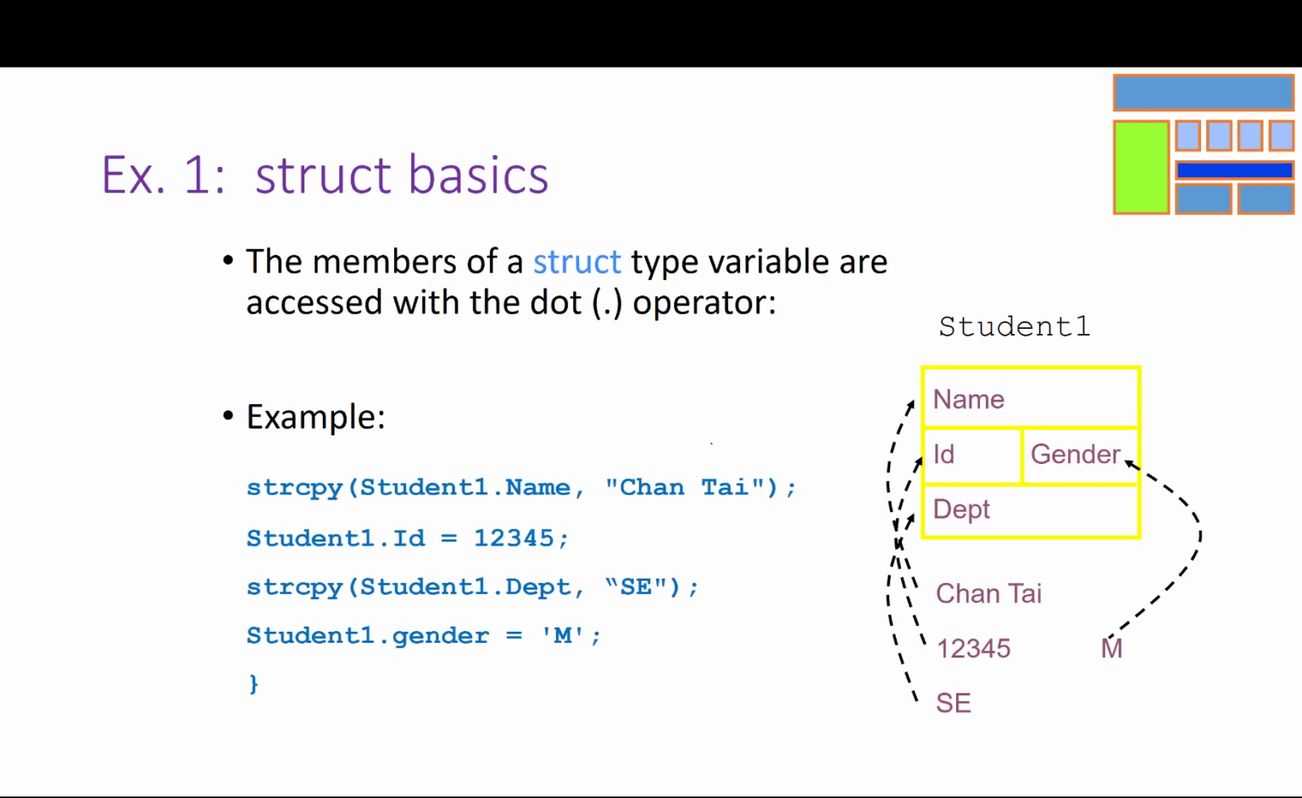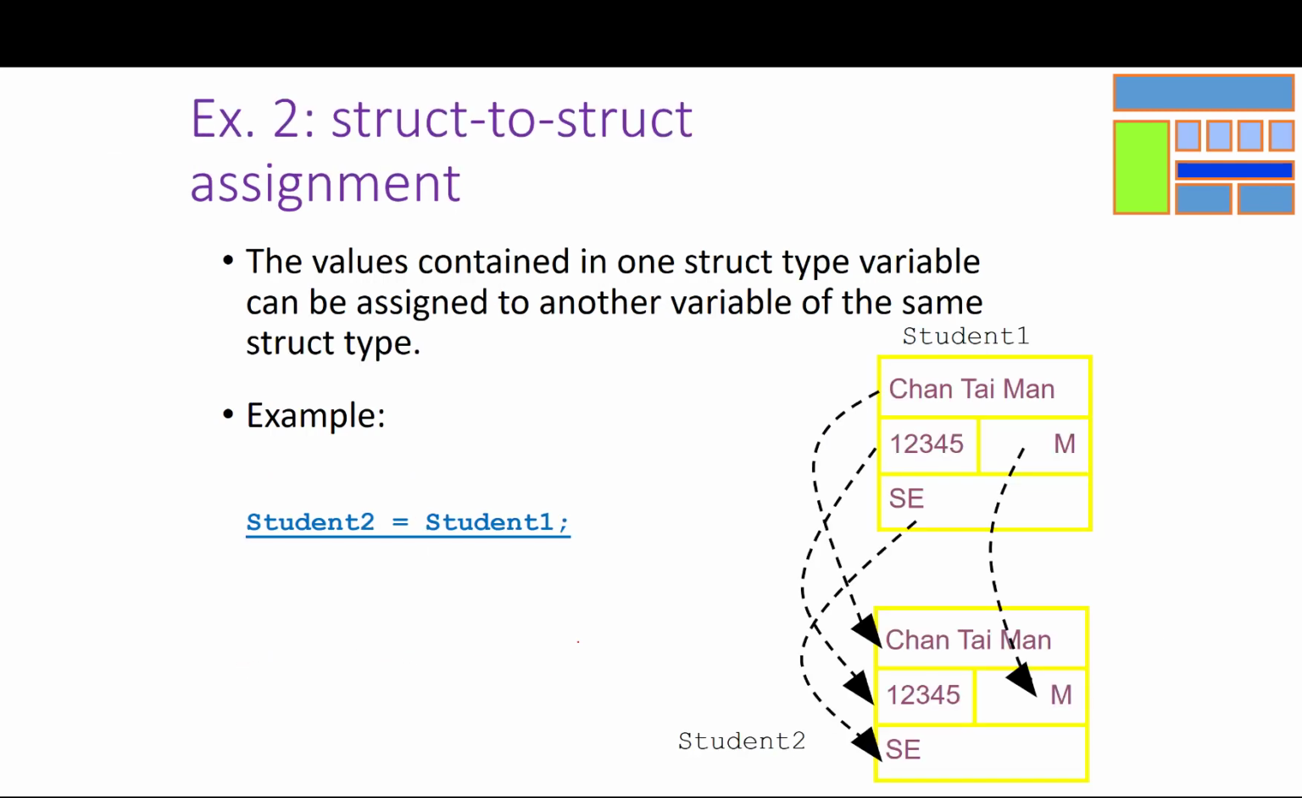So here is an example while I'm just initializing the first struct, which is student1. For the student name I have Chen Tai, and then student ID 1235, and then strcpy student department SE, and then student1, the gender is M. Okay, and then after that I will have student2 equals student1.